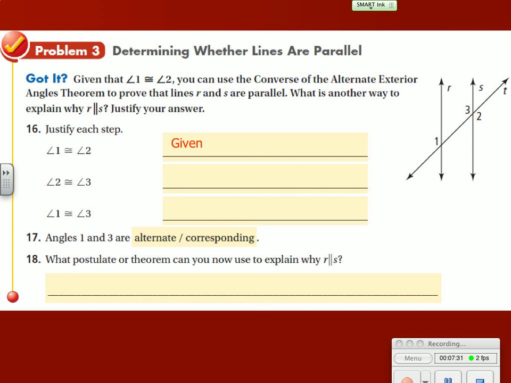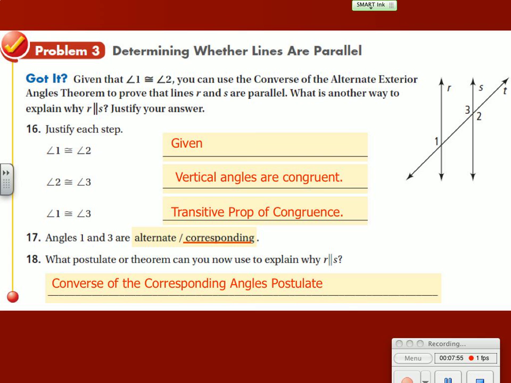That was given. Angle 2 is congruent to angle 3. Vertical angles are congruent. And we say angle 1 is congruent to angle 3 by the transitive property of congruence. Angle 1 and angle 3 are corresponding angles. So what postulate or theorem can you now use to explain why R is parallel to S? And obviously the answer would be the converse of the corresponding angles postulate.